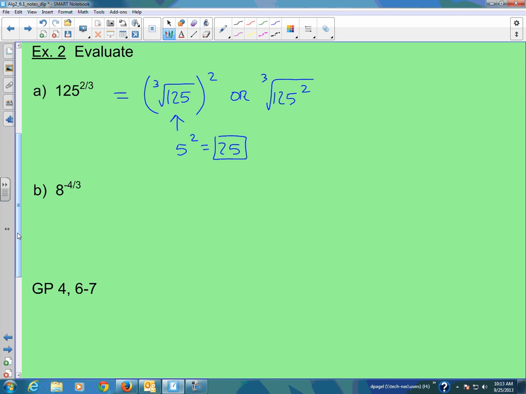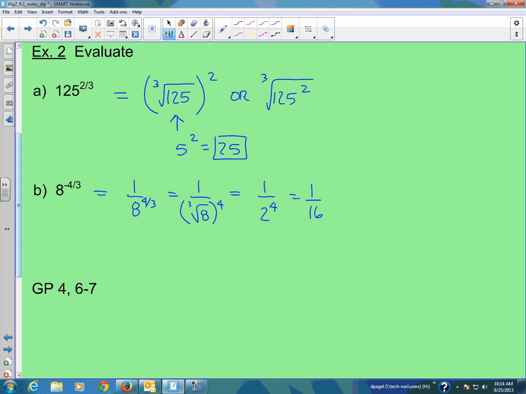What about b? There are a couple of different approaches we could take with b. One of them might be to make that a positive exponent first. So now I have 1 over 8 to the 4/3. Then this could be the cube root of 8 to the power of 4, or it could be 8 to the 4th power, cube root of that. The way I've got it written here is a little easier to work with. The cube root of 8 is a 2, raised to the 4th power gives me a 16.